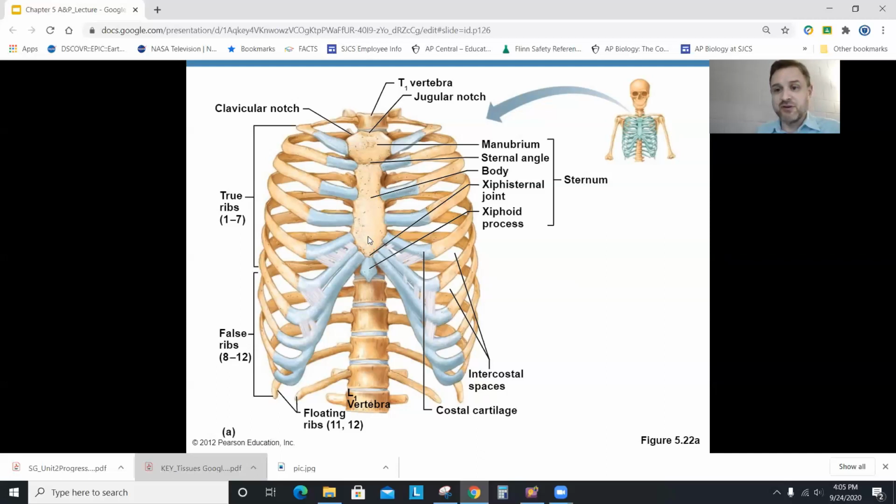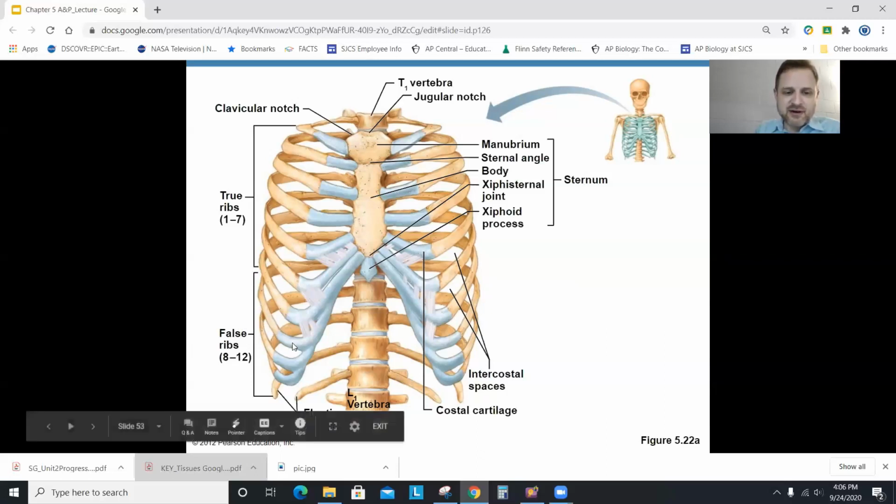All 3 of these you can feel pretty easy through your skin. So the true ribs, the first 7 pairs, so 1, 2, 3, 4, 5, 6, 7. Notice how they directly connect to cartilage that connects to the sternum. That's why they're called true. False ribs, like look at this one right here.